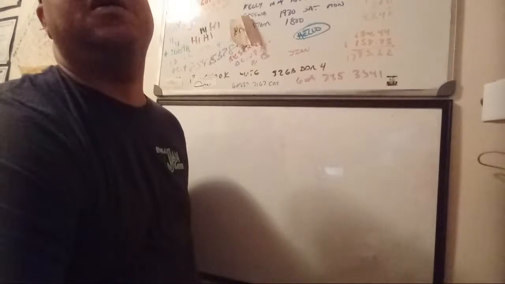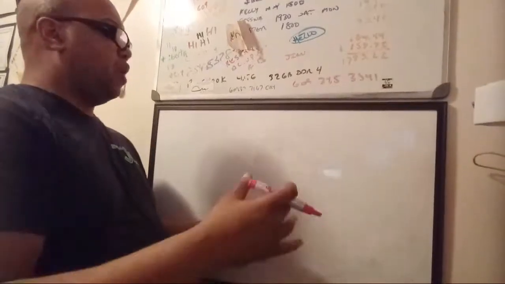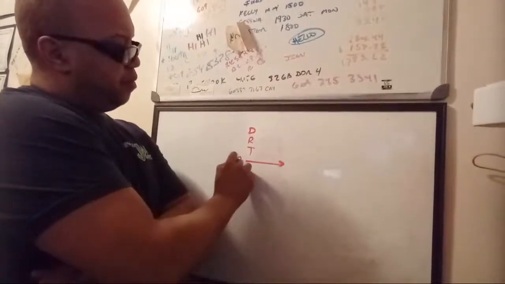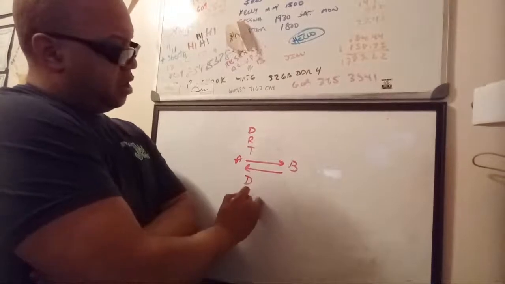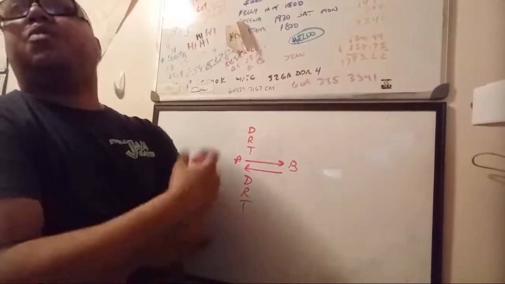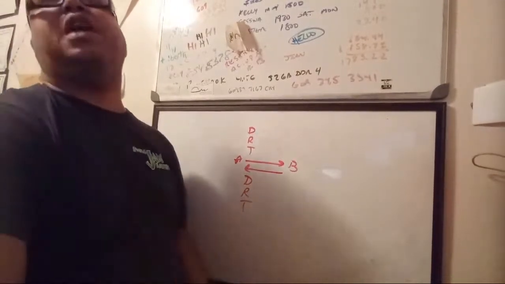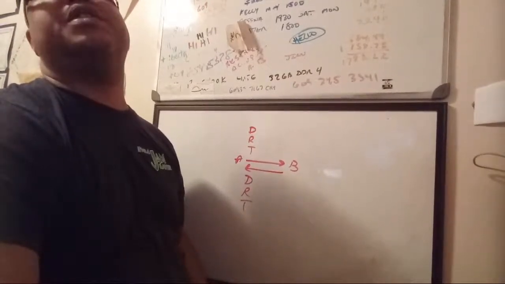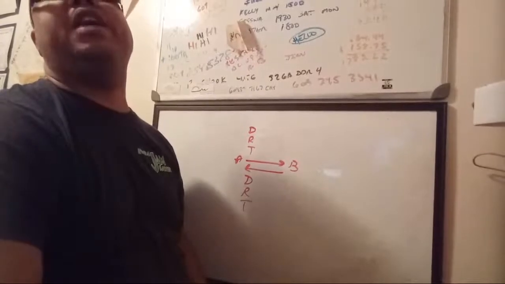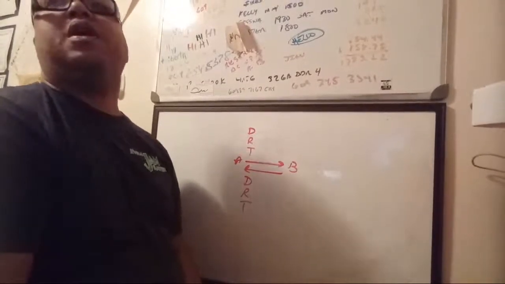Okay, so for the round trip problem, point A to point B. D, R, T: distance, rate, and time up top, distance, rate, and time on the bottom. Now there's another way that you have to do this if we don't have all the factors that we need, but it looks like we're good to go from what I'm reading.